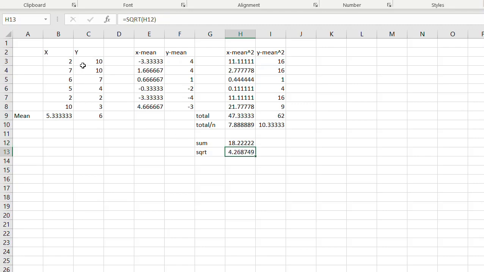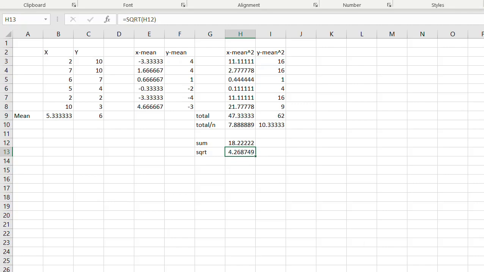So all of these columns and summations are just a step-by-step approach to get this value right here. This 4.268 is the standard distance for these points, which again is an indication of the average distance away from the mean center. Okay, so we'll say 4.27.